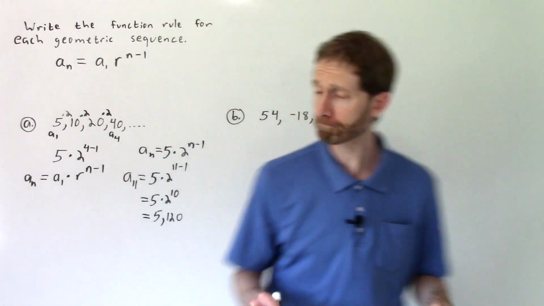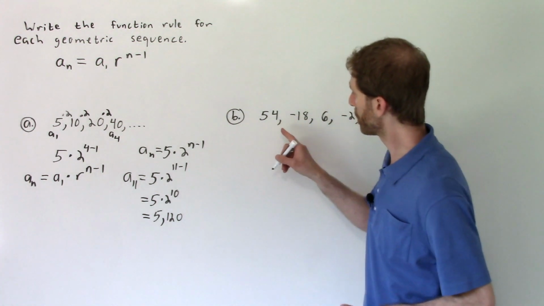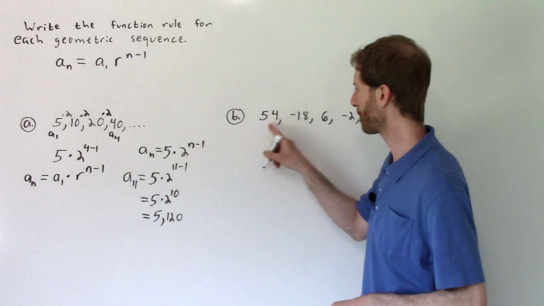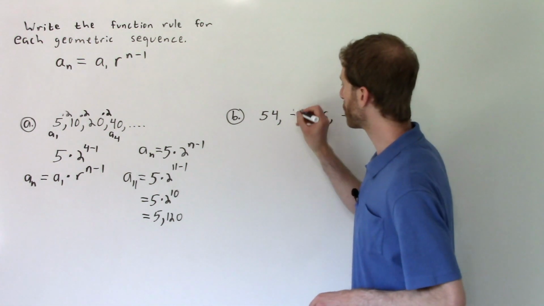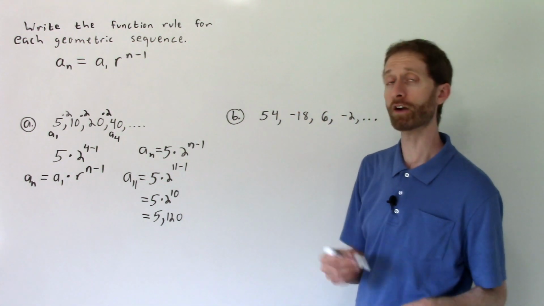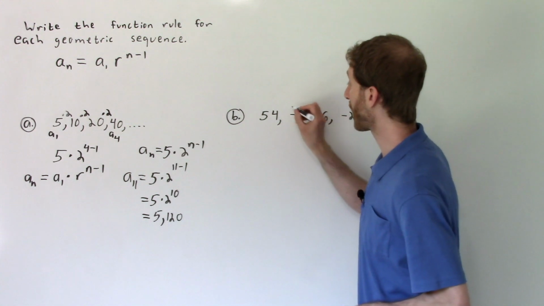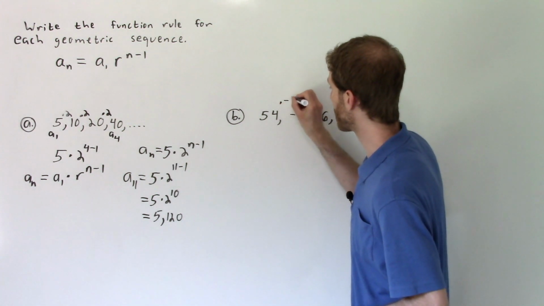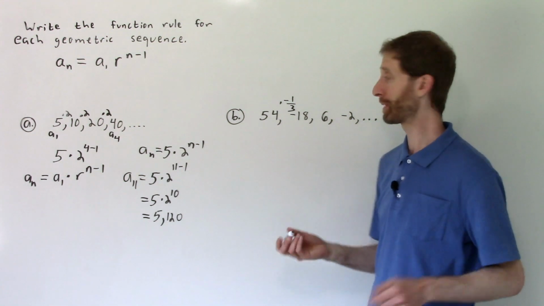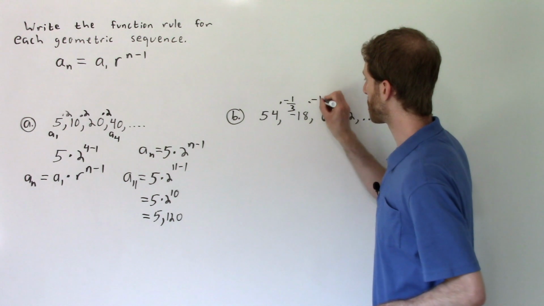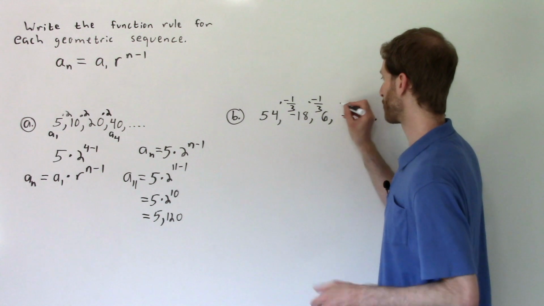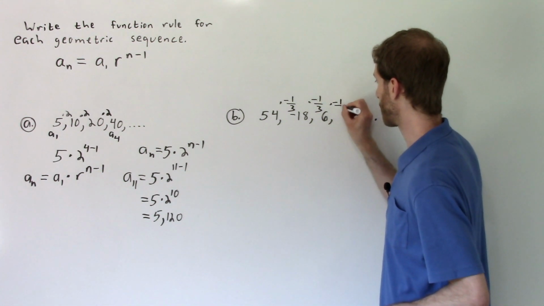Let's check it out. So letter B, here it looks like we're going down in amount, and it's becoming from positive to negative. So it looks like we went from here to here, and negative 18 over 54, you could use a calculator or your brain, that's dividing by negative 3, which is the same as multiplying by negative 1/3. From negative 18 to 6, that is division by negative 3, or multiplying by negative 1/3. 6 times negative 1/3, or dividing by negative 3, will give me negative 2.